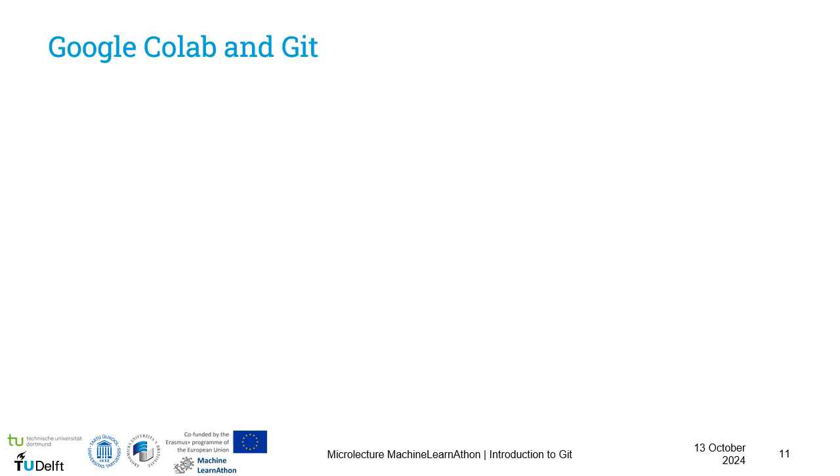We will be using Google Colab for our sessions, and it is using Git in the background for tracking history of the code, and we can also save a Colab notebook into GitHub. And we will see in the practice session how we can use Git inside Colab.